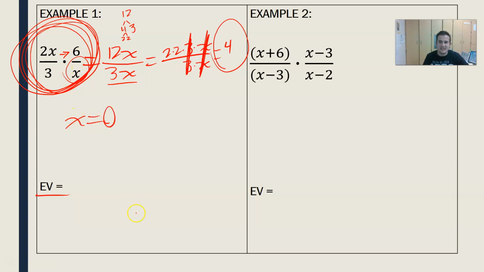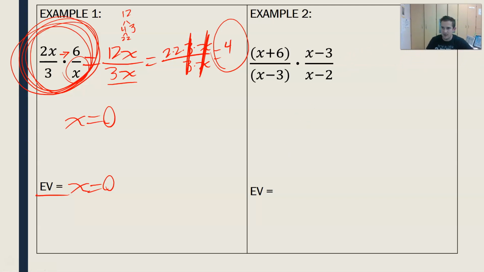So when x is equal to 0, that's not going to work. In this expression, I can't divide by 0, so my excluded value is going to be x equals 0. Remember that an excluded value is a value of x that will make me divide by 0, or make a denominator, or the bottom of one of those fractions, 0. Okay, let's do another one.